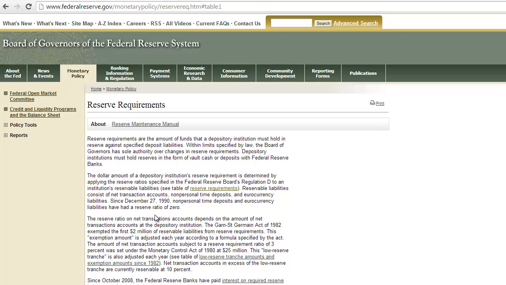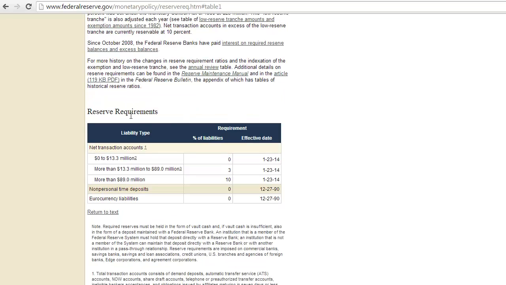There's a lot of extra information here, but if I scroll down, you'll see the reserve requirements table. It's a pretty simple table, but for most banks that have over $89 million in net transactions, which is most of the banks that we have in America, the reserve requirement is 10%. And so what does that mean? That means that if you put $1,000 into that bank, it must take $100 of that $1,000 and hold it in a vault.